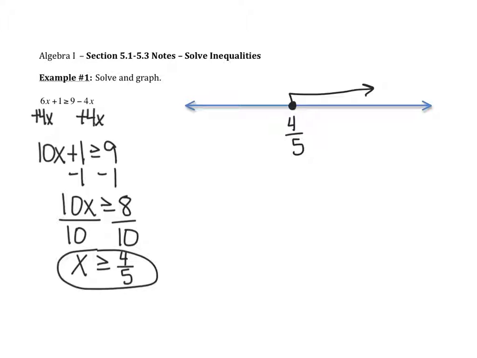So again, it's always easiest if you get your variables on the left-hand side. Make sure you always reduce your fraction. The only time you flip the sign is if you multiply or divide by a negative, and only show the number that you got for your answer on your number line. Fill it in if it's equal to, leave it empty if it's not equal to. And as long as your x value is on the left-hand side, this arrow will always tell you which way to point your line on your number line.